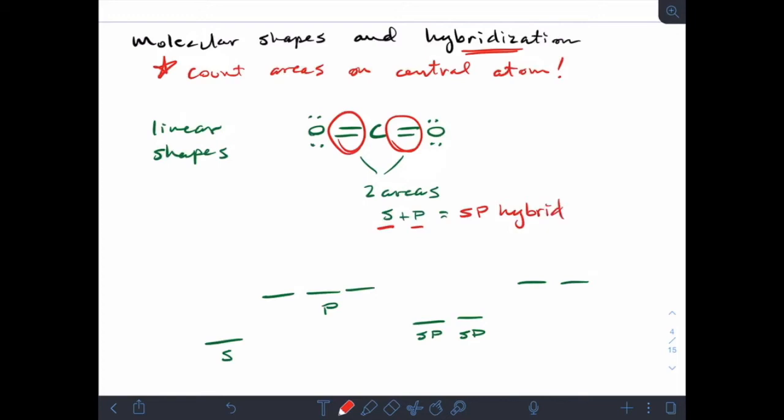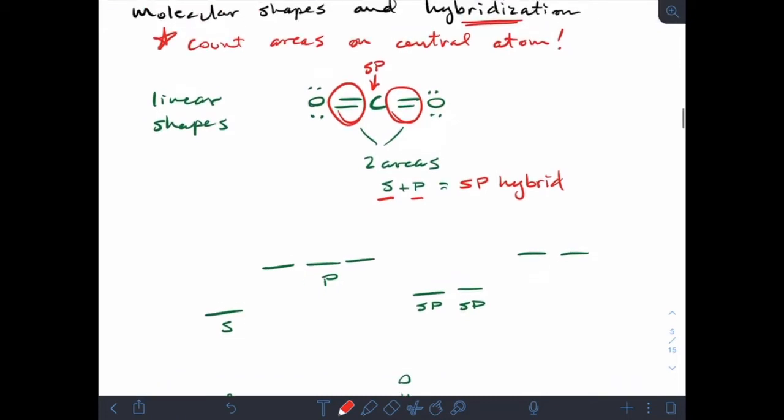Okay, so if I were to label this, I would label that central atom as sp hybrid, because I've only got 2 areas, an s and a p. To look at how that is arranged in my energy diagram, talking about carbon there, he's got his 4 valence electrons. And I'm going to combine 1 s and 1 p orbital, so we'll end up with 1, 2, 3, 4.